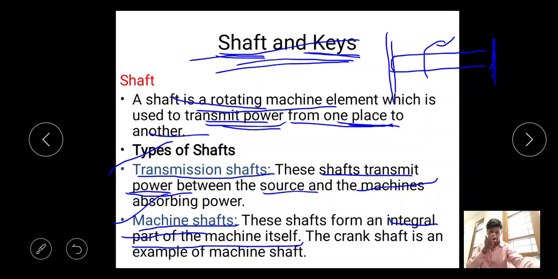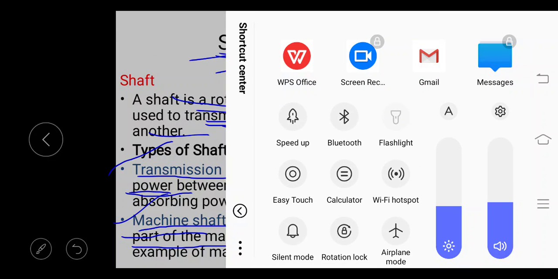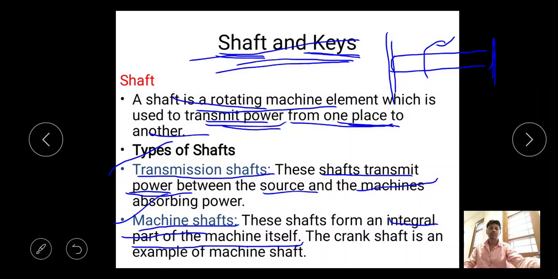If you are using that shaft for transmission of power, then it is called a transmission shaft. If you are using that as an integral part of a machine, then it is called a machine shaft. These are the two types of shaft. So we have just covered what a shaft is and the different types of shaft.